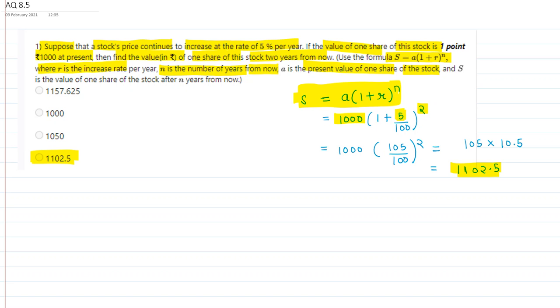But remember the formula, very good formula. S is equal to A into 1 plus R to the power n, where A is the initial price, n is the number of years, R is the rate at which it is increasing, and S is the final price, or the price after 2 years.